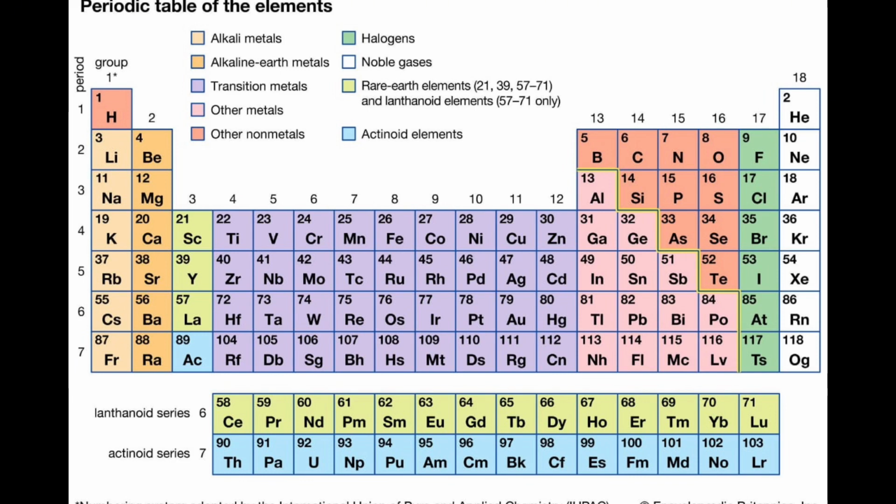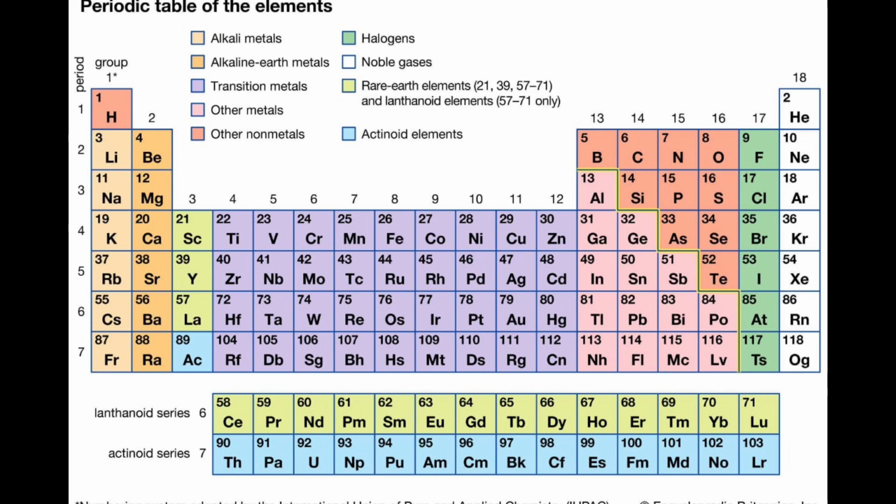So now you notice that elements are placed in groups based on how many electrons they have on their outer shell, and they're placed in periods based on how many shells they have. Now, why are elements beside each other? They are beside each other based on their number.